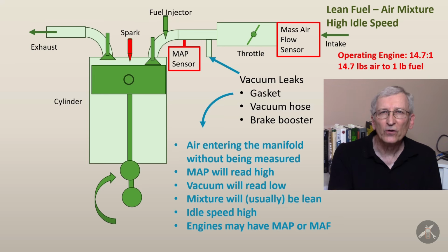Assuming you've got a computer-controlled fuel-injected engine, you've got a mass airflow sensor that's measuring the air coming into the engine. You've got a manifold absolute pressure sensor that's measuring the pressure. Essentially, in another set of units, it's measuring the vacuum.